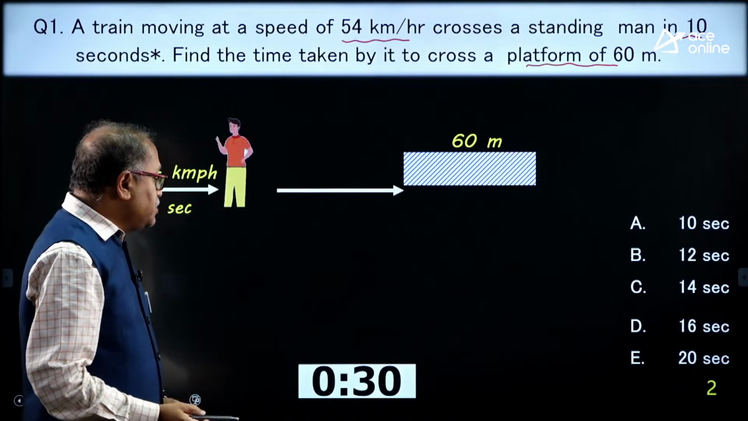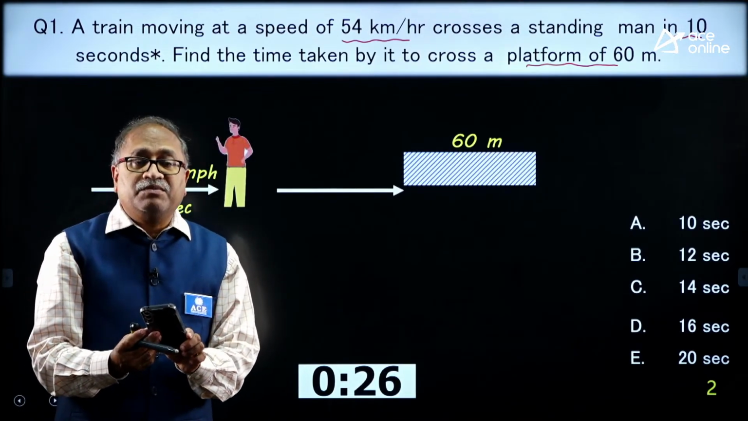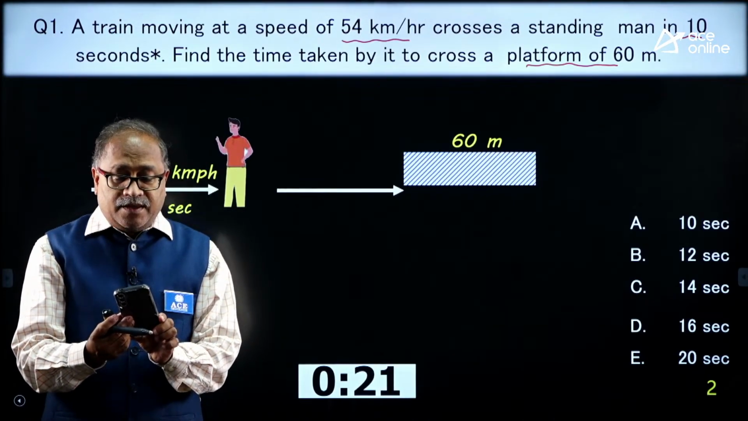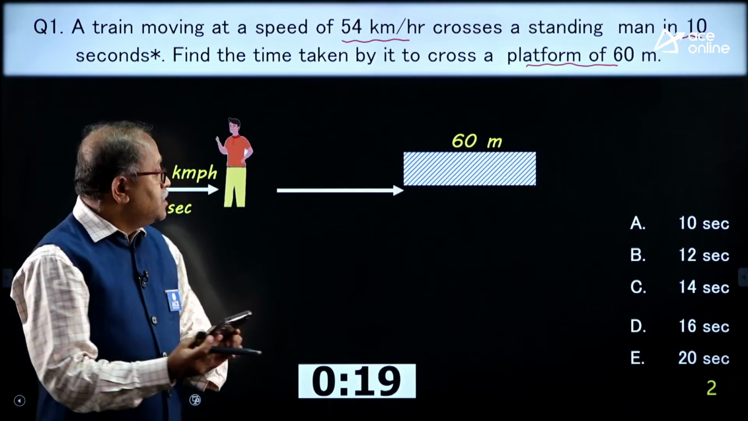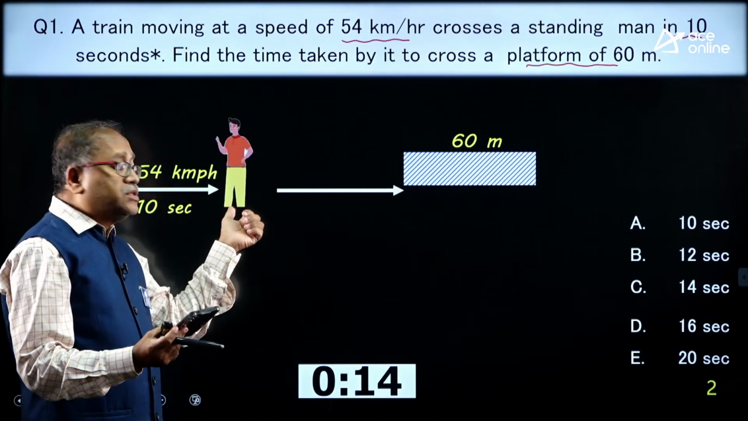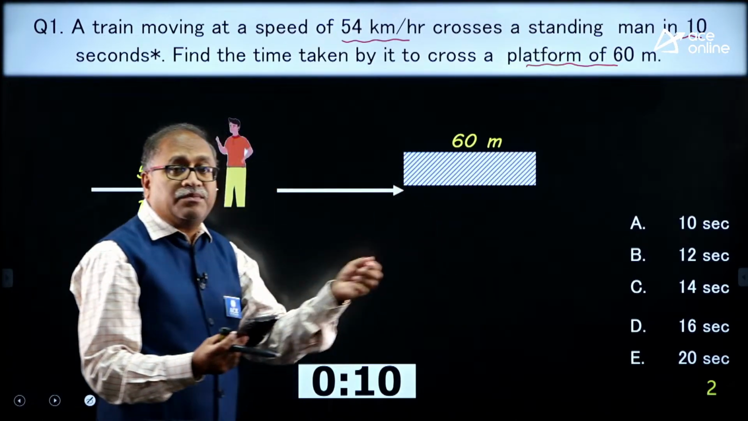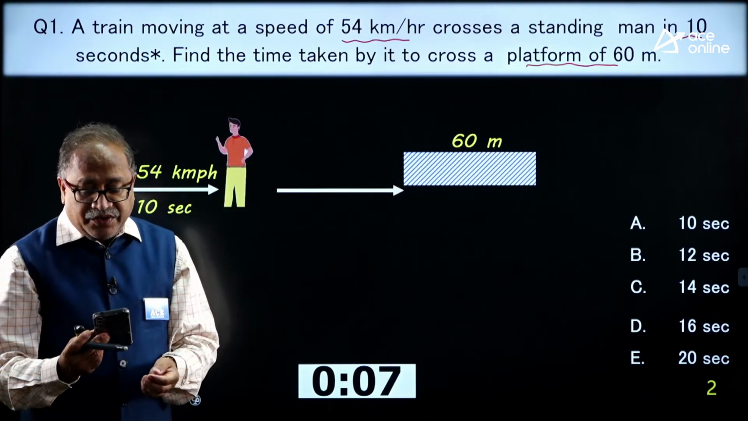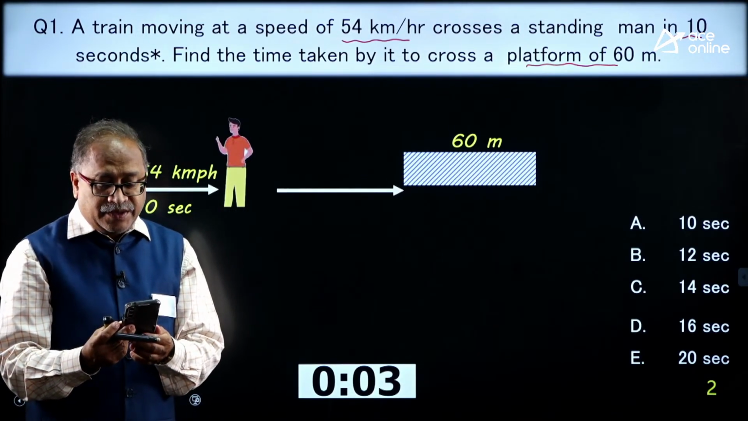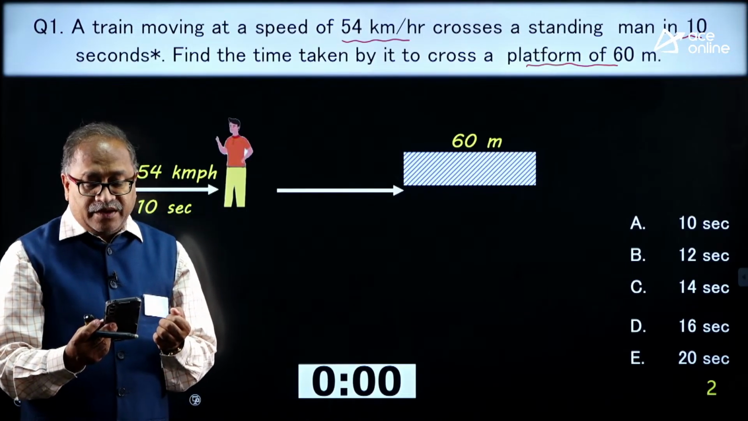Come on, your time starts now, and I am sure questions like this many of you will be able to answer in a very easy way. Try to answer, my friends. A train running with a speed of 54 km per hour crosses a man in 10 seconds. How much time will it take to cross a platform of 60 meters? Come on.